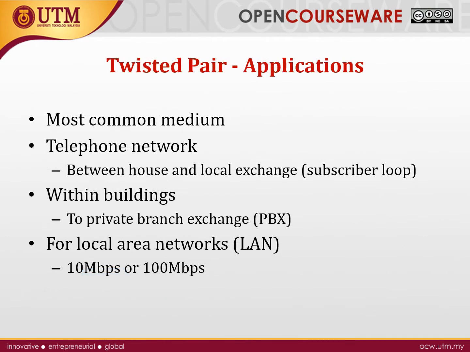Okay, so what are the applications of the twisted pair? It's the most common medium, and it's used for the telephone network between, for example, a house and a local exchange, and it's used within the buildings to a private branch exchange, PBX, and for local area networks, which is called LAN. And the capacity of it is between 10 megabits or 100 megabits.